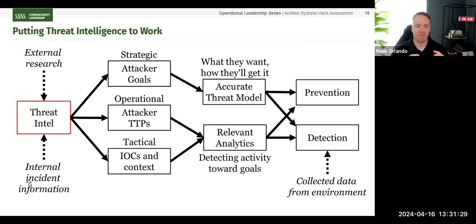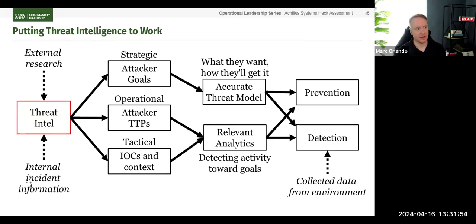Now, how are we going to operationalize that intelligence? How are we going to put it to work for us? So we're talking not only about that internal incident information as a type of intelligence, but also external research, right? Descriptions of adversaries, campaigns, incidents at similar organizations. So we take those various sources of intelligence. We're going to have some strategic intel.